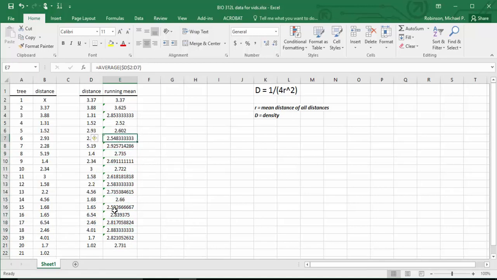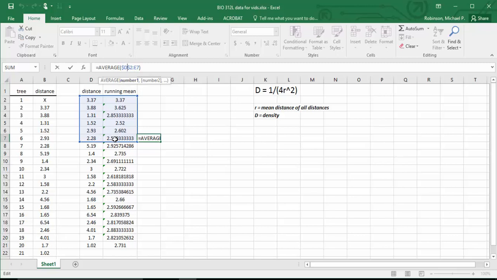And if I were to go to the right, it would be D2 to E7. Alright, so D2 was locked in, and the second one changed from D7 to E7. So from D7 to E7, so now it's getting the average of all of those.